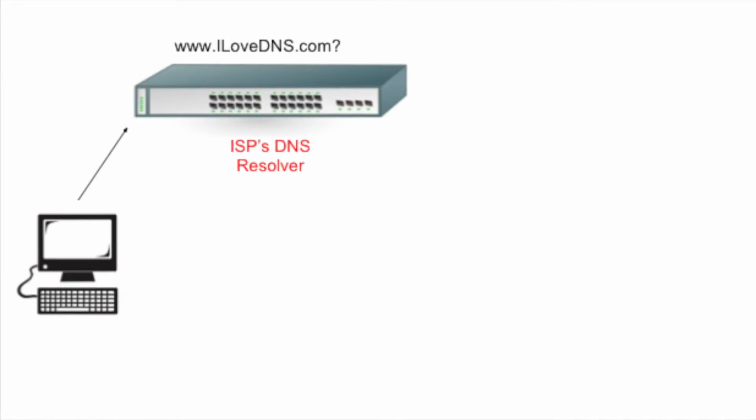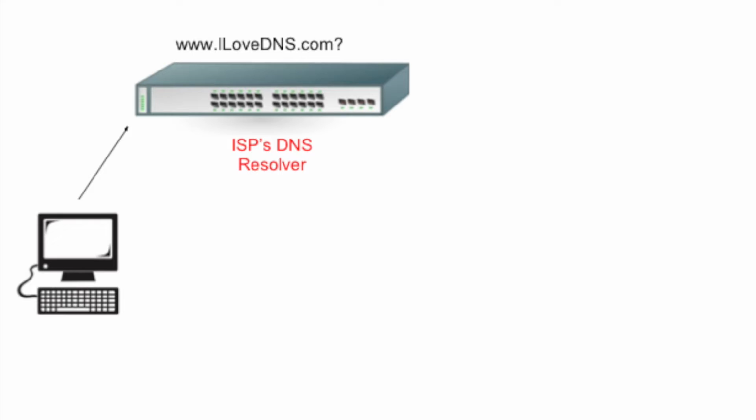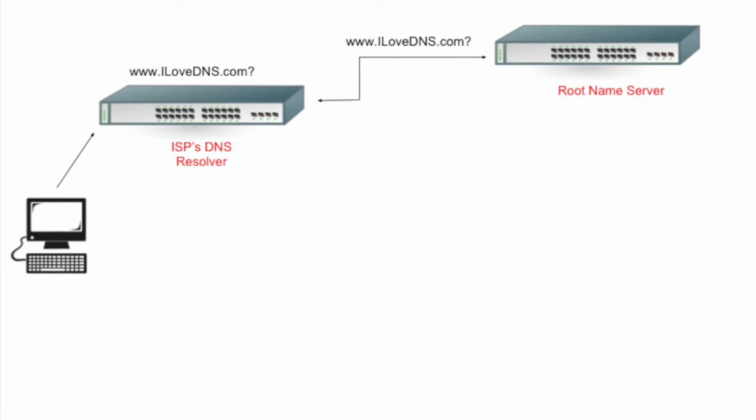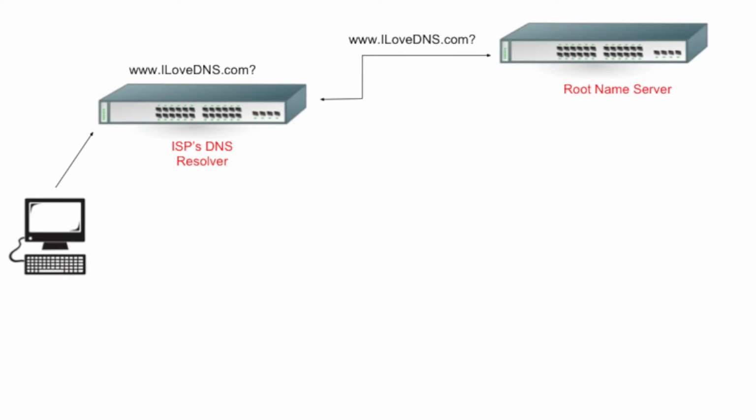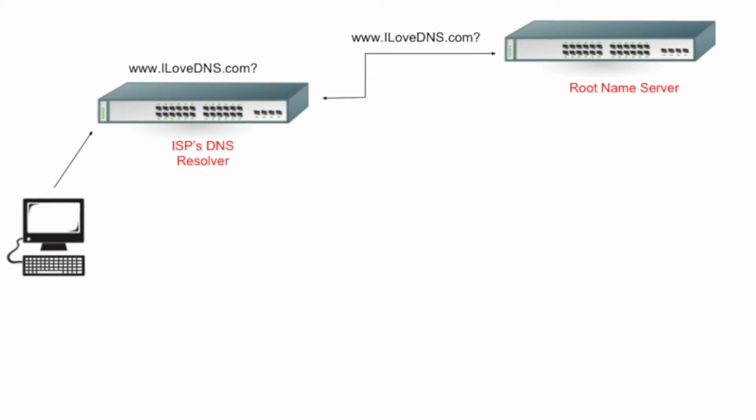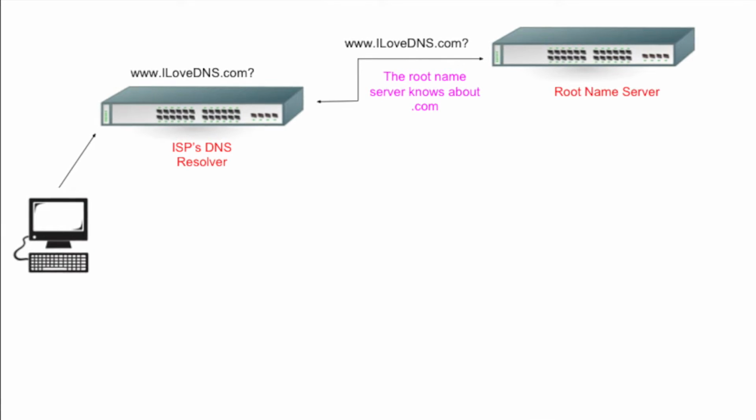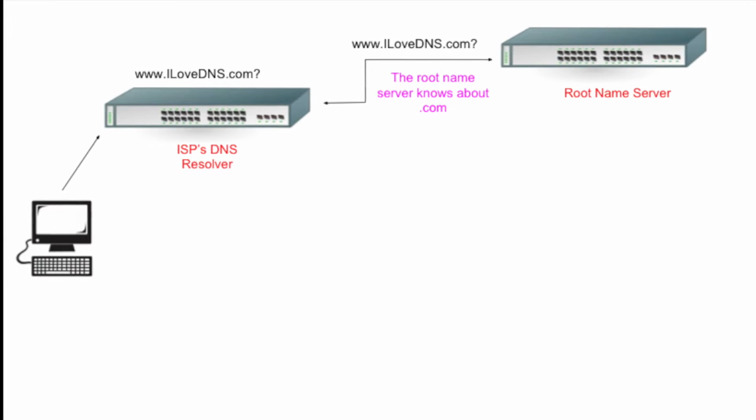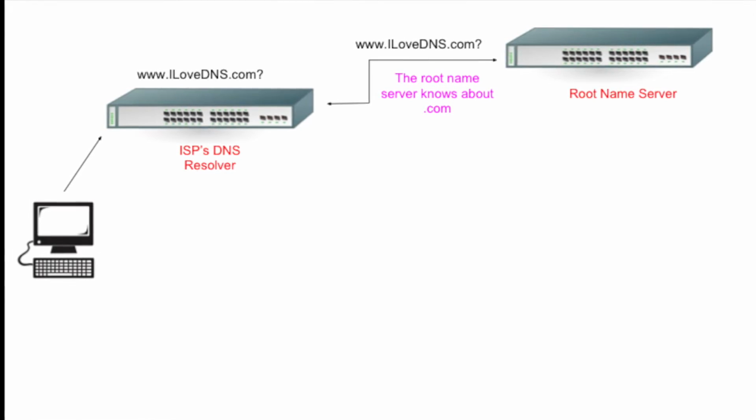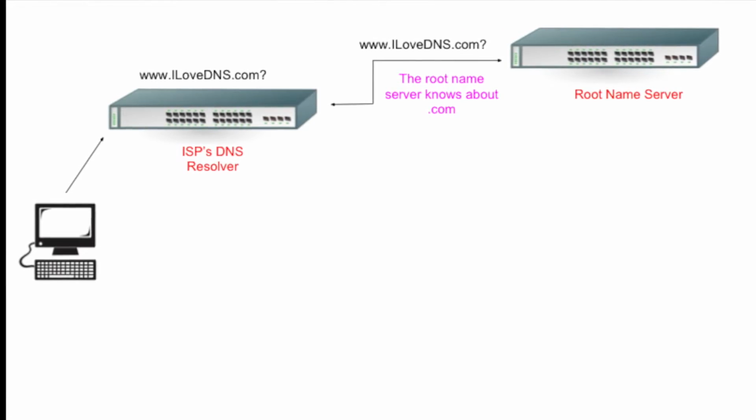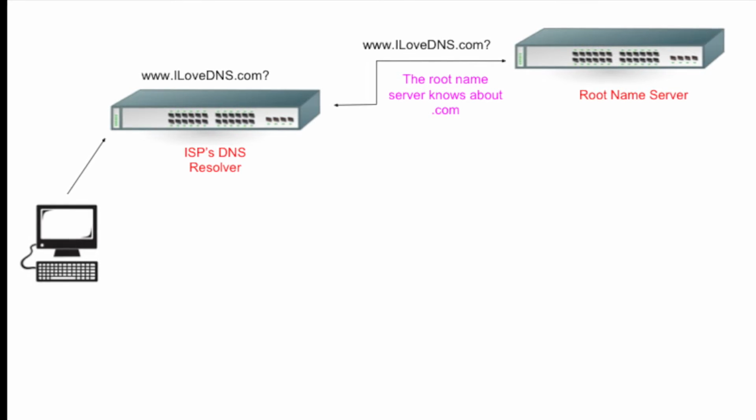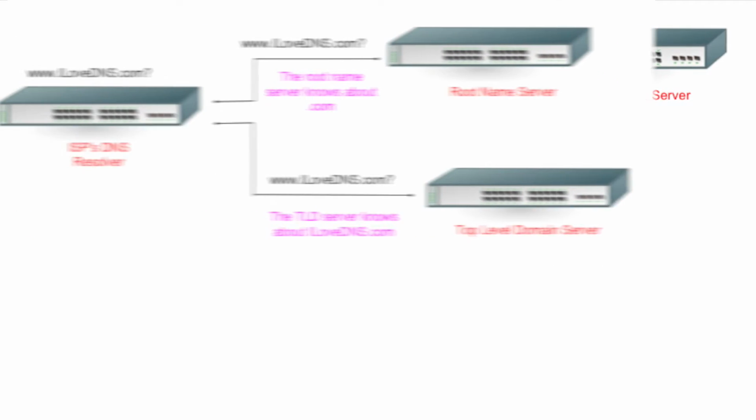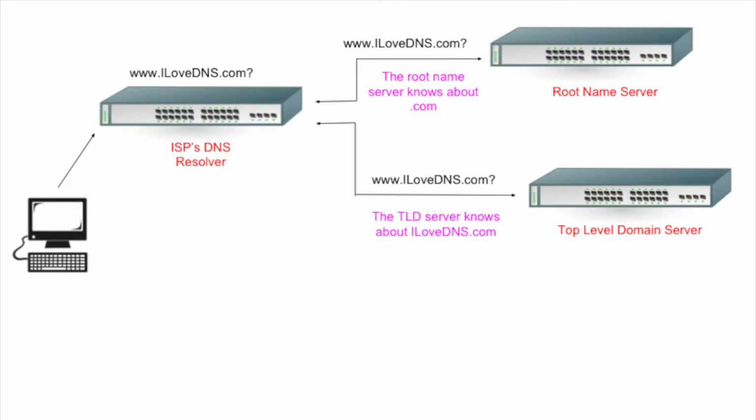However, the resolving name server does know how to reach the root name server, which is the next step in our process. Now the resolving name server will ask the root name server if it knows the address of www.ilovedns.com. Unfortunately, the root name server does not know the exact address of the website, but it does contain information about the .com server. The resolving name server then takes all of this information from the root name server, stores it in its cache, and then goes straight to the .com top-level domain servers.